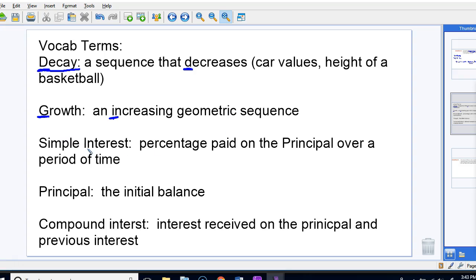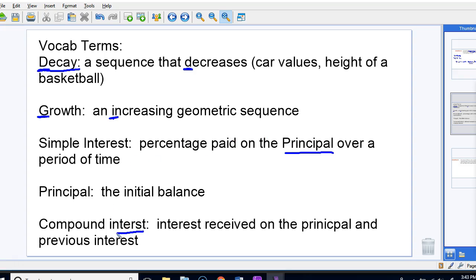Simple interest is the percentage paid on the principal over a period of time. What the heck is principal? Well, that is the initial balance. The amount of money you started with is called principal, and simple interest would be the percentage paid on just the principal over a period of time.